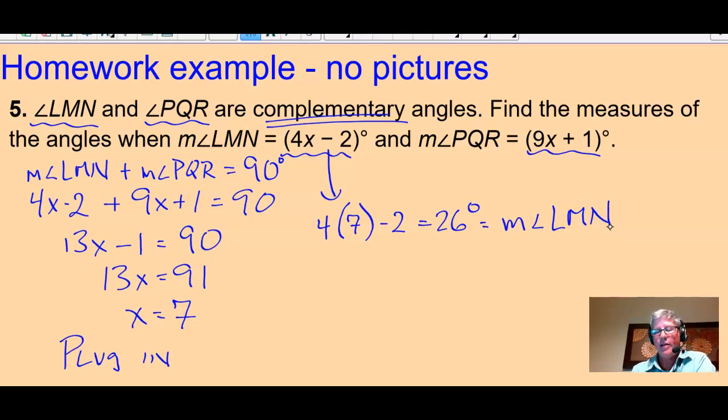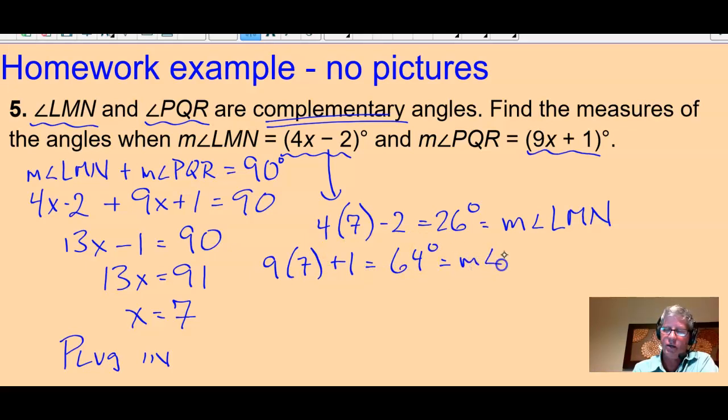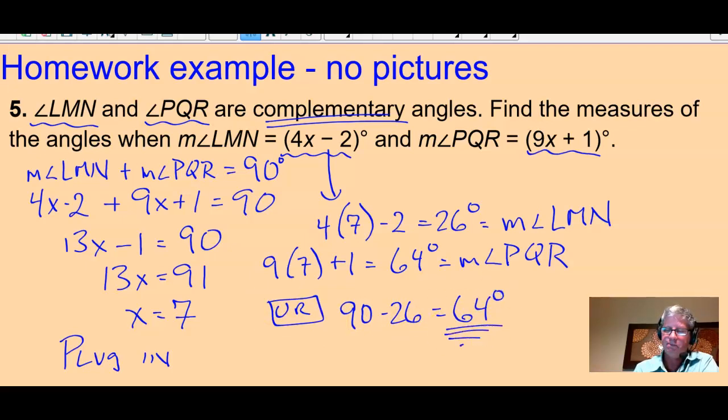Now I could just subtract that from 90 to get PQR, or I can plug that into this expression. Doesn't matter, so I'll show you both. 9 times 7 plus 1 is equal to 64 degrees. That's equal to the measure of angle PQR. Or I could have just taken 90 minus 26 and gotten 64 degrees. Both ways work. They're complementary. Way to use that vocabulary. Life is good.